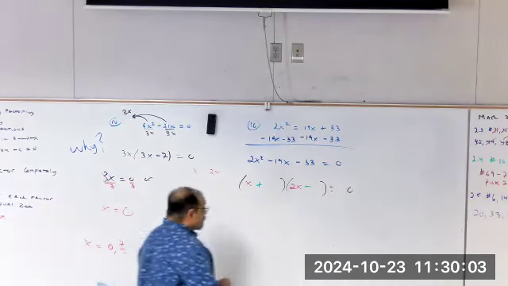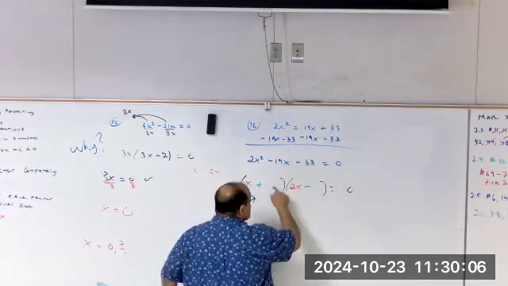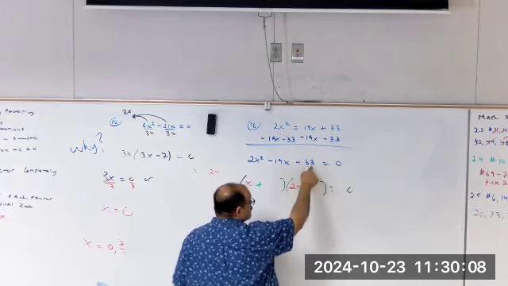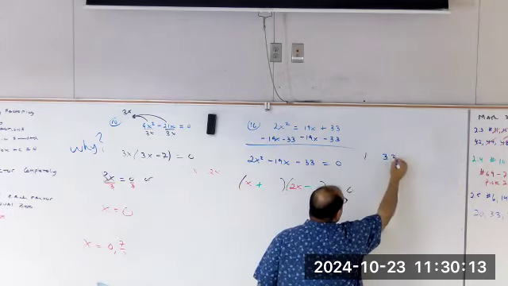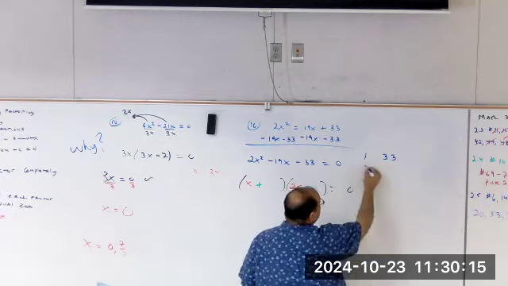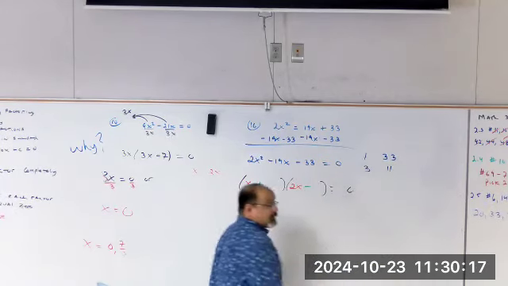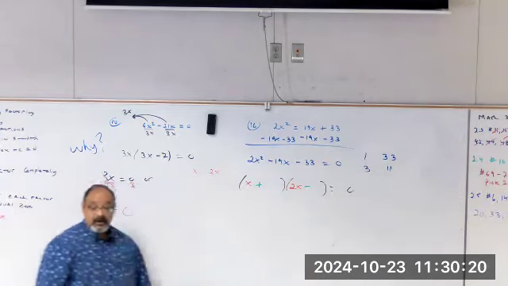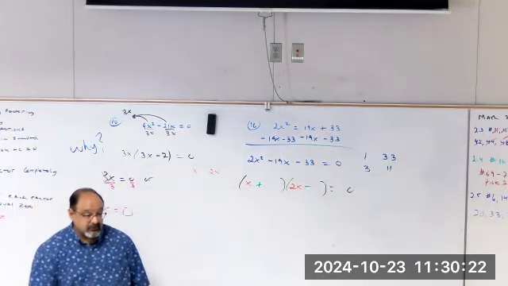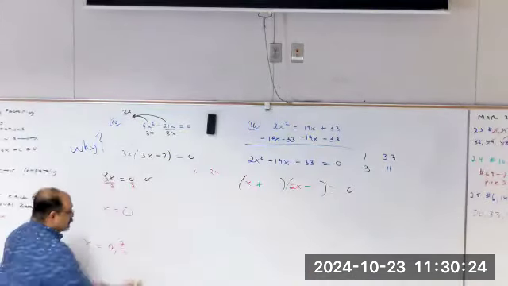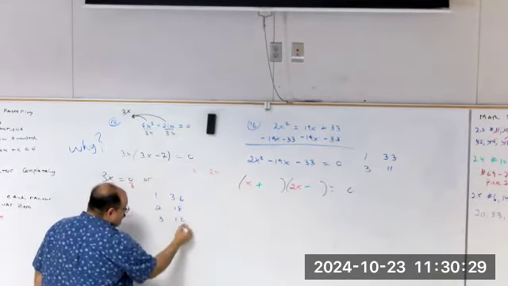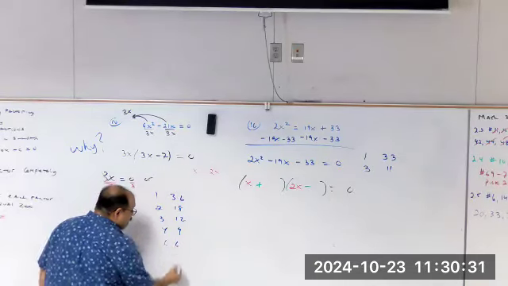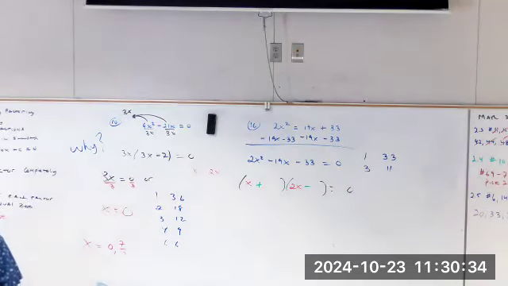Then the next thing we have to do will be the last term, which is 33. The only way to make 33 is either 1 times 33, always start with 1, or 3 times 11. Make a list. Because if you have something like 36, which has lots of factors: 1 times 36, 2 times 18, 3 times 12, 4 times 9, 6 times 6.